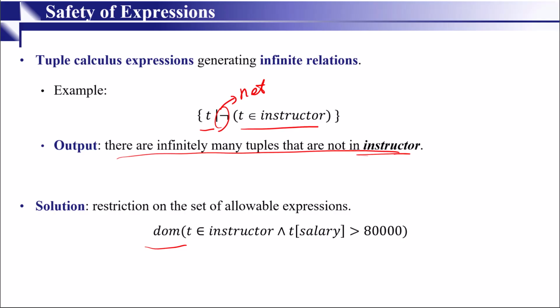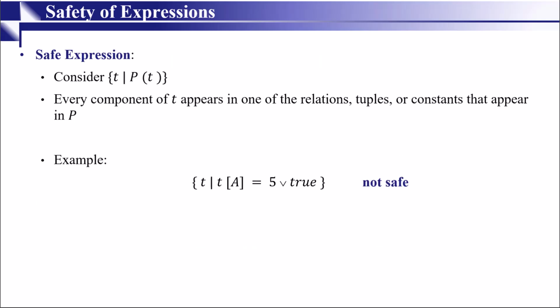So we restrict the set of allowable expressions to safe expressions by the domain of the tuple relational formula P. We can say T in instructor and T.salary is greater than 80,000. This is called domain restricted. We only consider tuples T that exist in instructor, and the result will be instructors with salary greater than 80,000.